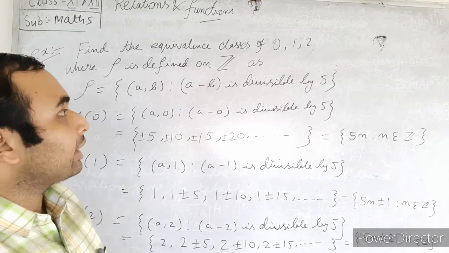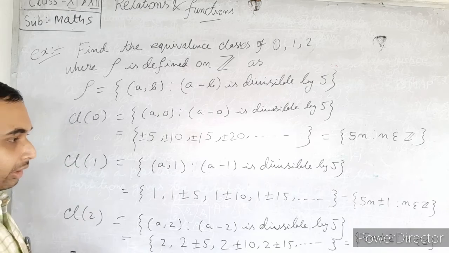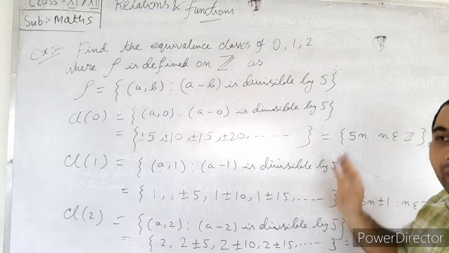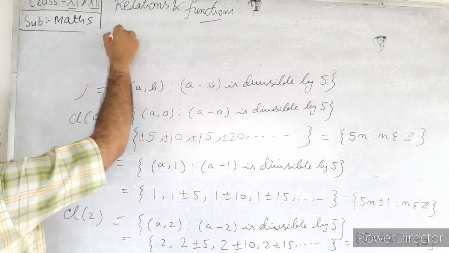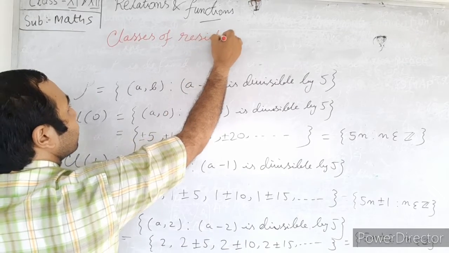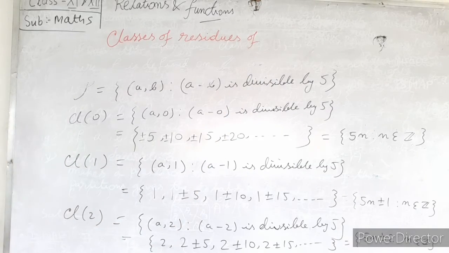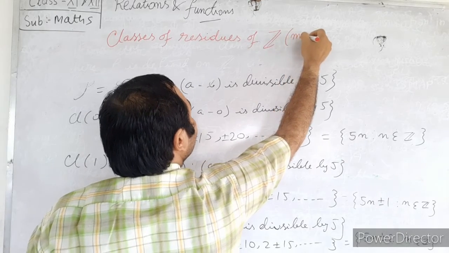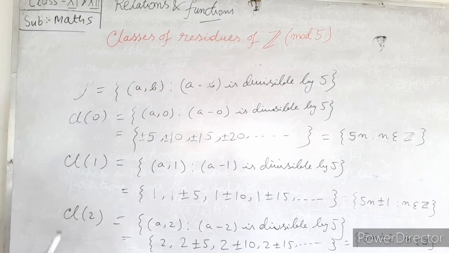Those are the equivalence classes of the elements 0, 1 and 2. Actually what we are getting? We are getting some series here. A special name for this relation is classes of residues of integers mod 5. This is the notation of this equivalence relation or those classes actually.